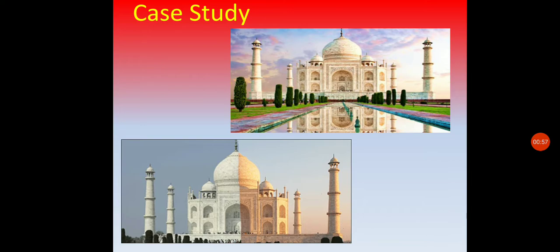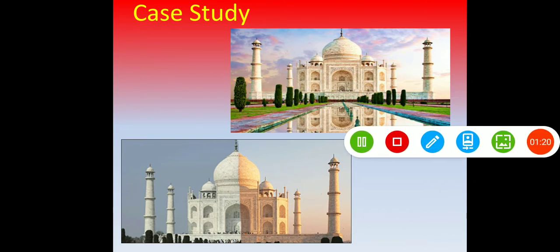Example, Taj Mahal. Everyone has heard about the Taj Mahal. It is a very attractive tourist place. Where is it located? It is located in Agra. It is one of the 7 wonders of the world. It is very beautiful. It is made of white marble.